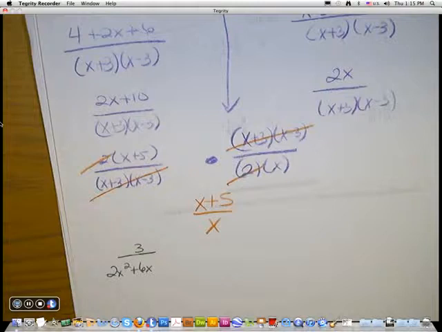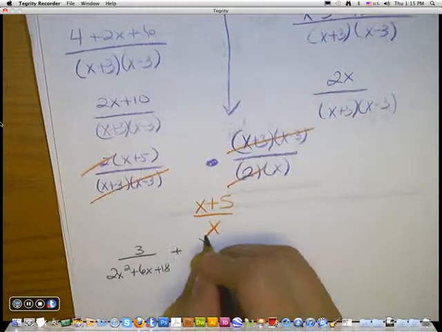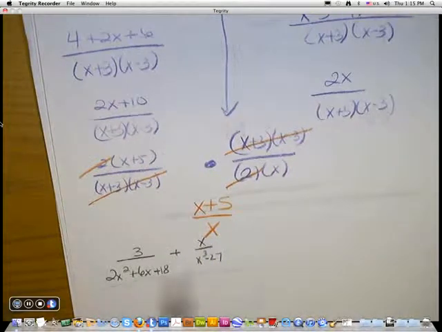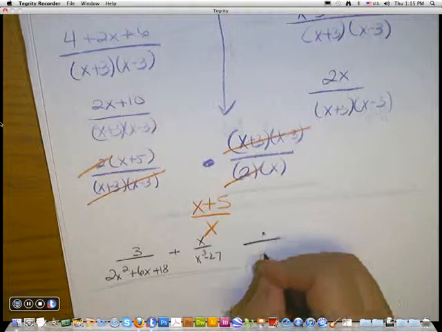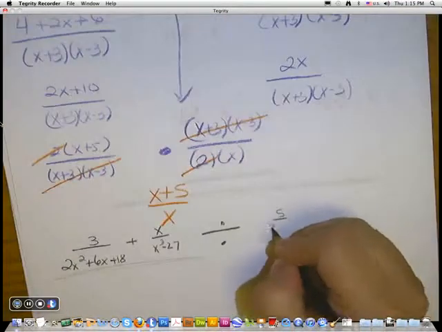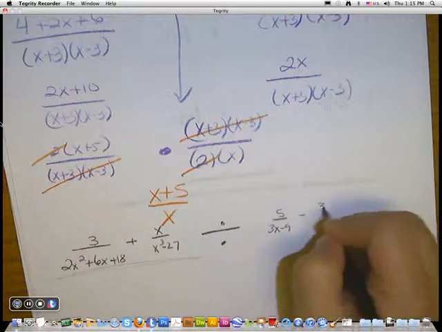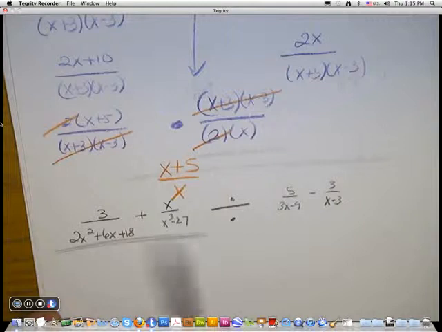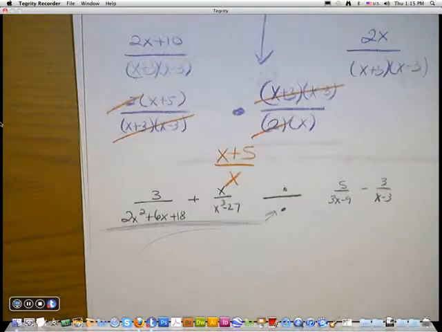We have 2x squared plus 6x plus 18 over x cubed minus 27. Big fraction, which means big divide sign. And then the denominator, 5 over 3x minus 9 minus 3 over x minus 3. Remember these big divide signs to rewrite them. And then put the denominator to the other side. Alright, pause the video and then come back.